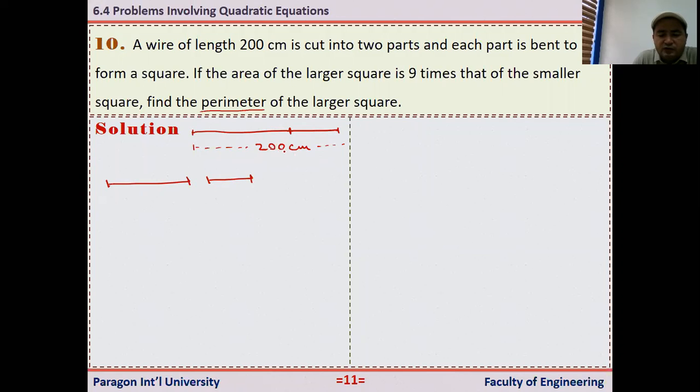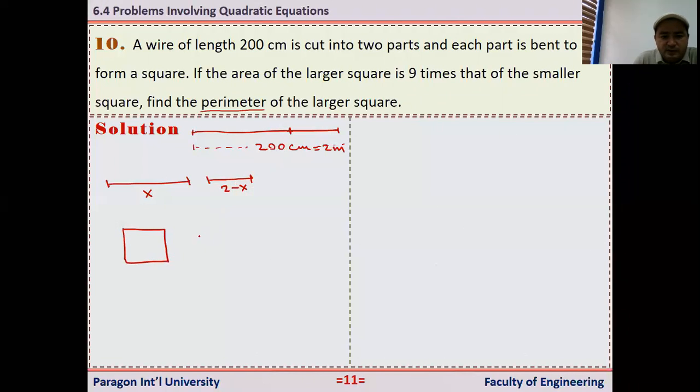Okay. Actually, to simplify our question, I can just write everything in meters. 200 centimeters is 2 meters. Right? So if the length of this part is x, and this will be 2 minus x, right? Because total length should be equal to 2 meters. Now everything is in meters, and later I can change it into centimeters. Okay, now using this one, we form one square.